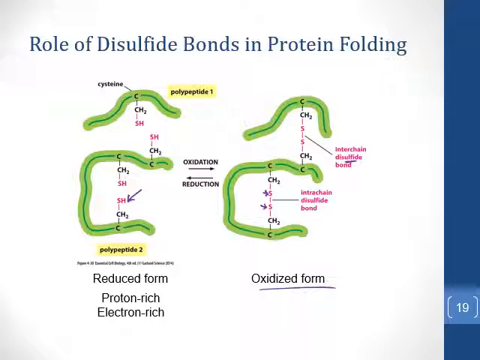So oxidation then, you may recall in a general chemistry class, it's the OIL RIG thing. Oxidation is loss of electrons, and reduction is gaining of electrons. So in other words, when we're oxidizing these sulfhydryl groups, what are we doing? We're losing electrons, and when you lose electrons, which have a negative charge, you're going to lose your protons as well.